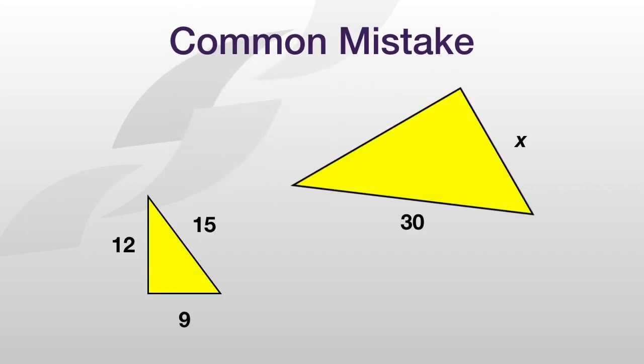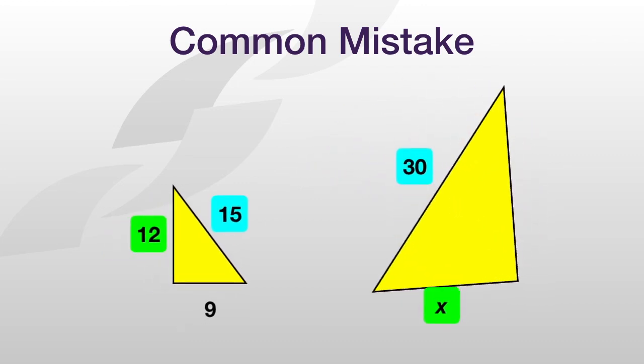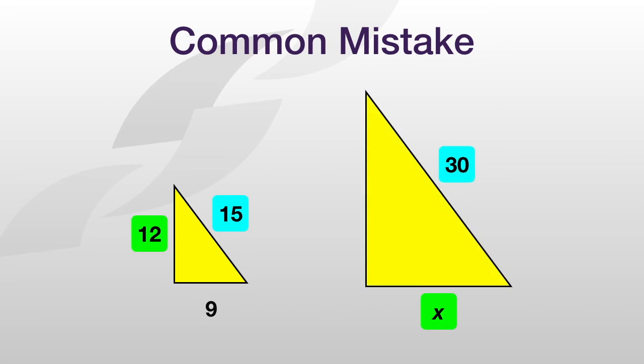Let's look at a common mistake that students make when determining an unknown side in similar triangles. Suppose that a student identifies 15 and 30 as the lengths of two corresponding sides. Then they match x with 12. However, x does not correspond to 12. Visualizing the rotation and reflection of one of the triangles makes this easier to see. X, the shortest side in the larger triangle, corresponds to 9, the shortest side in the smaller triangle.